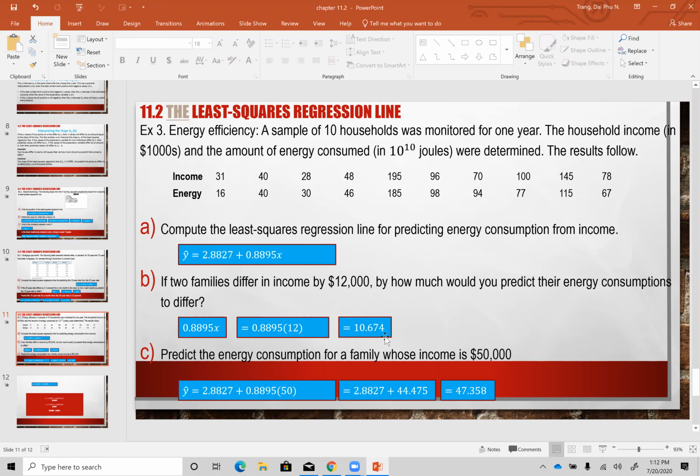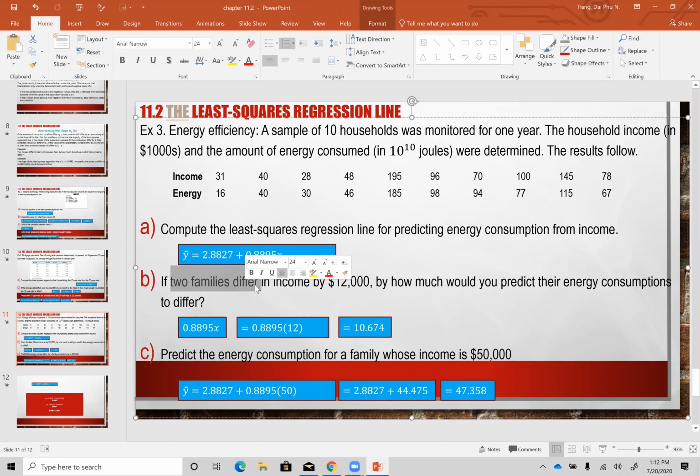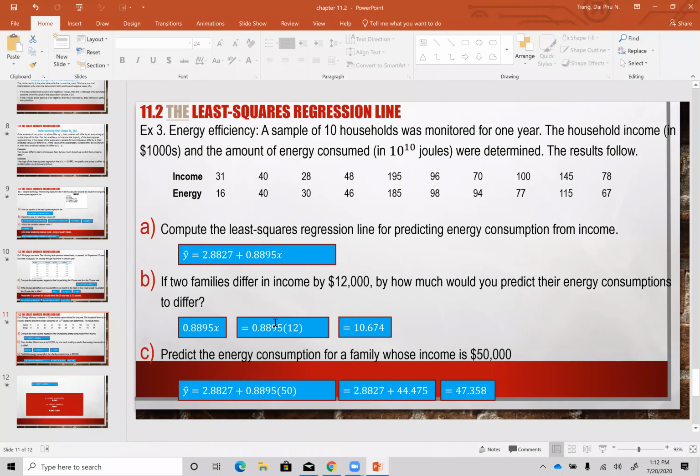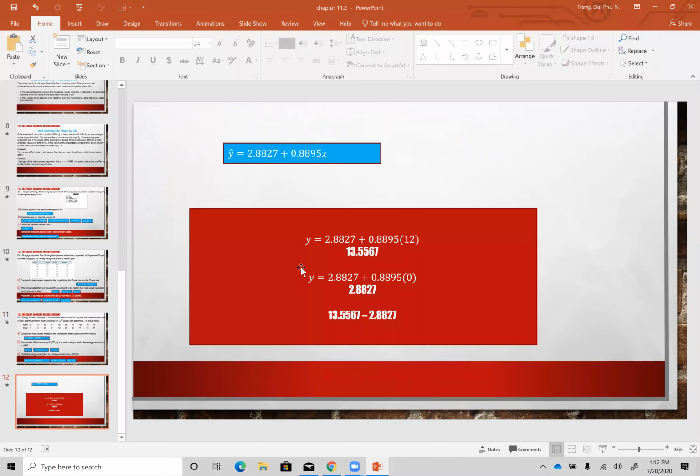So the idea is, because they tell you we have two different items, instead of doing one item and another item and then subtracting, because they ask you what is the difference between the two, all you do is take the slope times the difference. It will work out the same. It's basically the shortcut for both items.